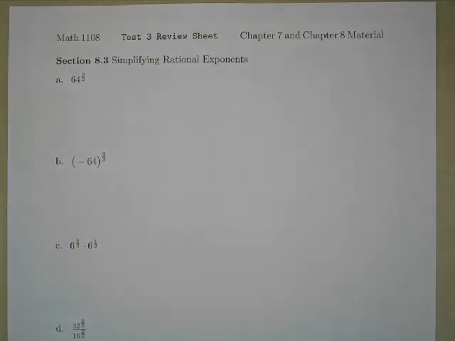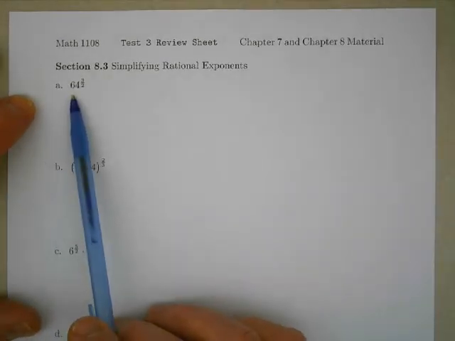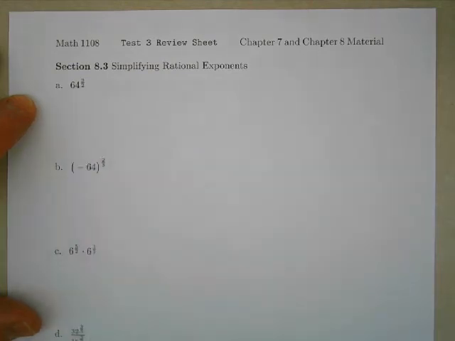Math 1108, Test 3 Review Sheet, Section 8.3, Simplifying Rational Exponents. In Part A, we want to simplify 64 raised to the exponent 3 over 2.